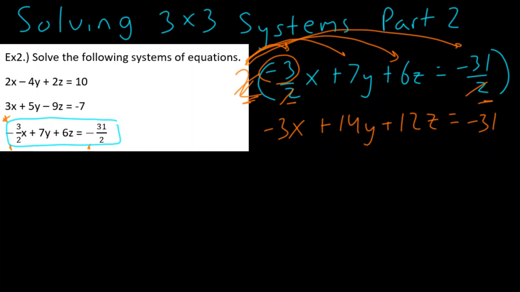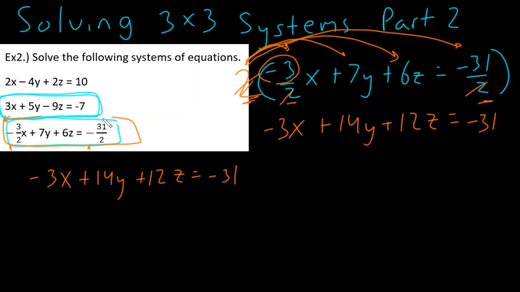Okay, so now we have this equation, and we're going to notice something that is very, very nice. We have this negative 3x plus 14y plus 12z is equal to negative 31. And, you know, let's put this second equation actually in blue. So here, I'm using this one in orange, so let's use the second equation in blue. Well, that is 3x plus 5y minus 9z is equal to negative 7.